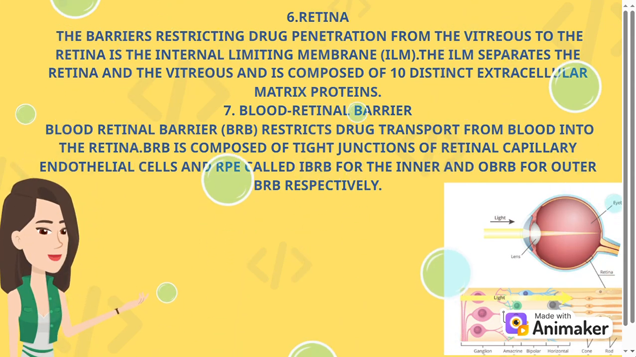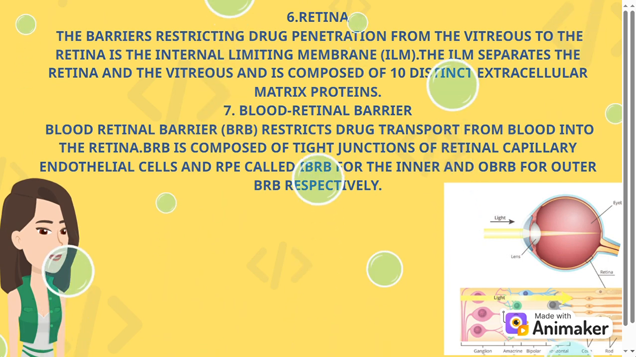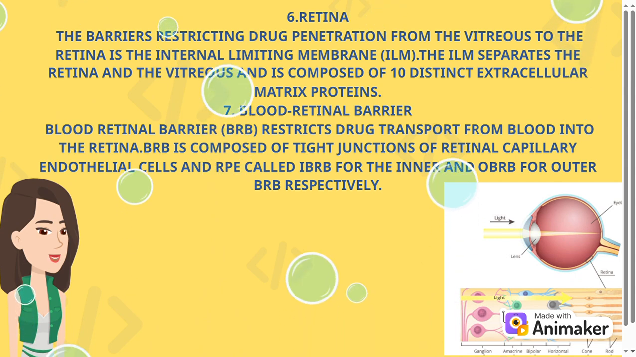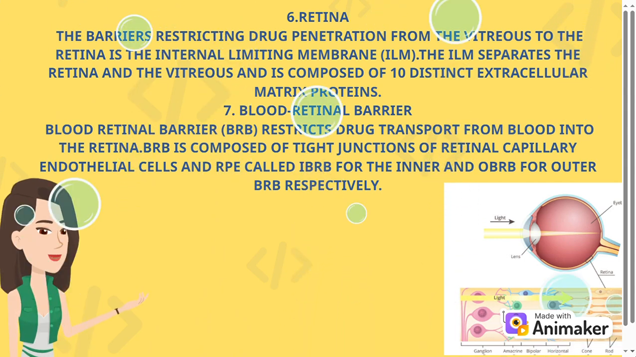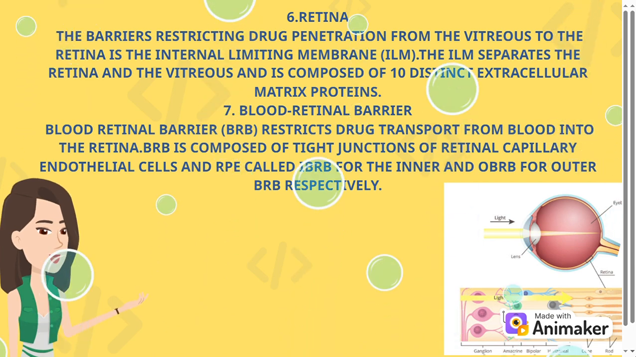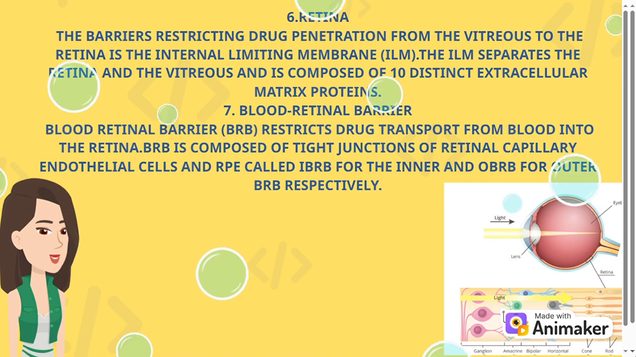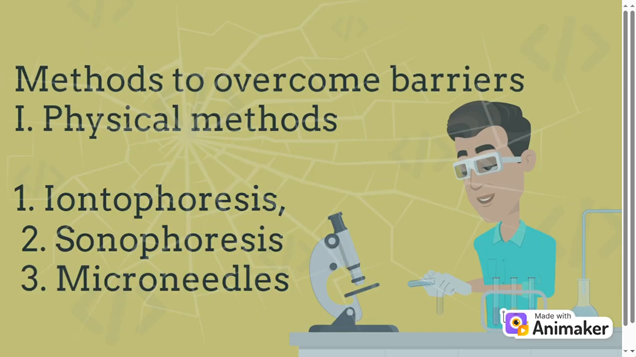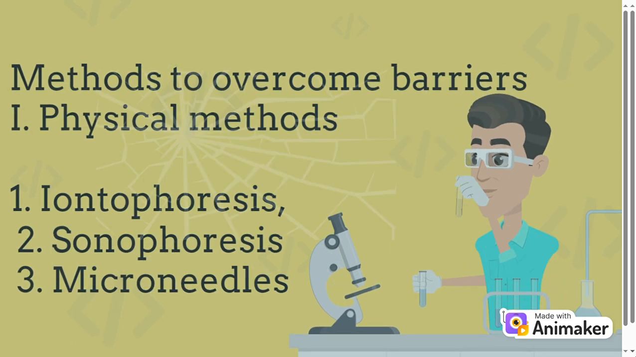7. Blood-retinal barrier. The blood-retinal barrier, BRB, restricts drug transport from blood into the retina. BRB is composed of tight junctions of retinal capillary endothelial cells and RPE, called iBRB for the inner and oBRB for outer BRB, respectively. Methods to overcome barriers.